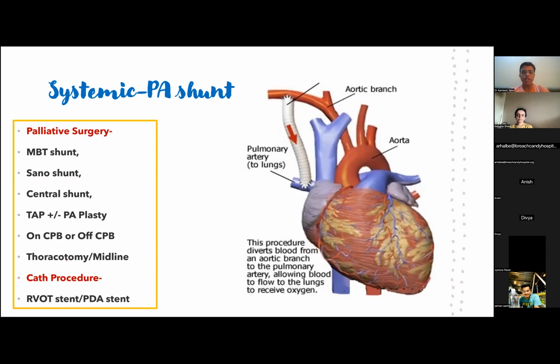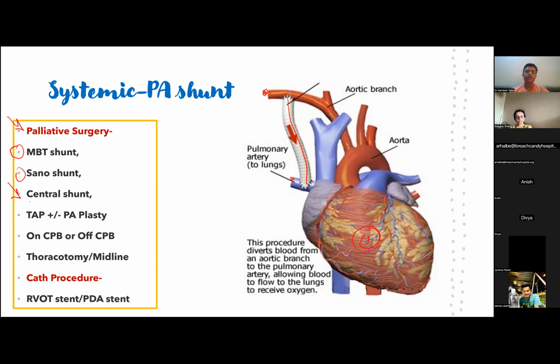Coming to palliative surgery, the option will be either the modified BT shunt. In the initial BT shunt, the subclavian and pulmonary artery were attached directly, but later it became modified when they started using a Gore-Tex graft. So that is the modified BT shunt. The central, sorry, the Cyano shunt is a shunt placed directly from the RV to the PA, which will eliminate the RVOT obstruction and directly supply blood to the pulmonary circuit. It is called the Cyano shunt.